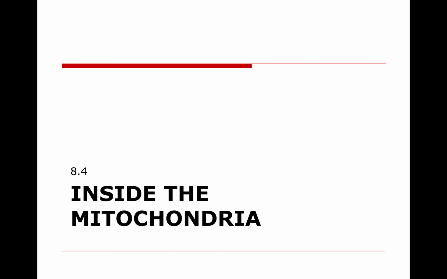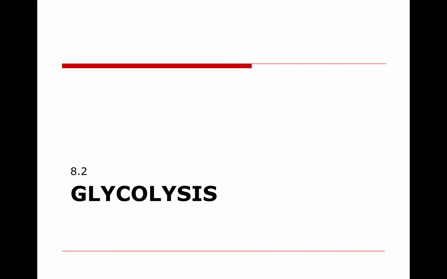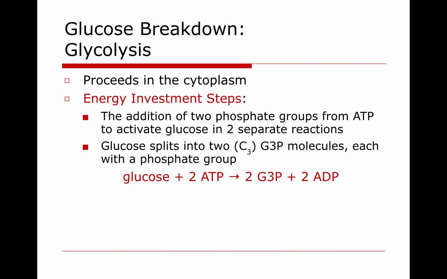So inside the mitochondria. So before you went over glycolysis, which is something that happens in the cytoplasm. So you don't need oxygen. You only need oxygen if it happens in the mitochondria. Okay. So an important note about glycolysis is you have to put some quarters in to get some quarters out.